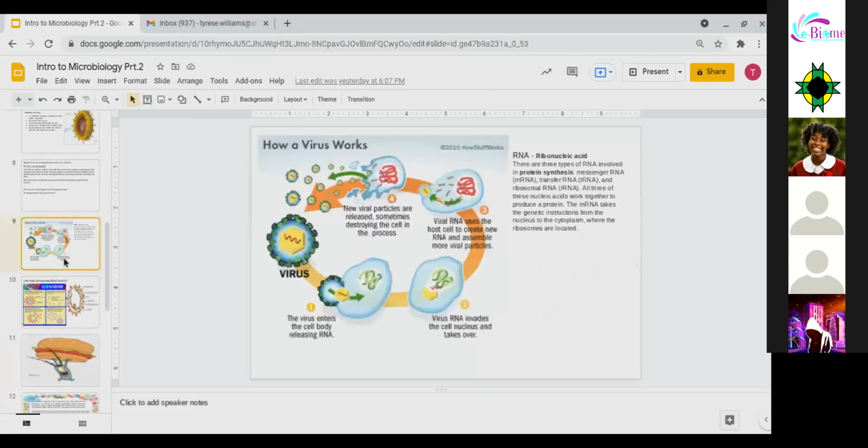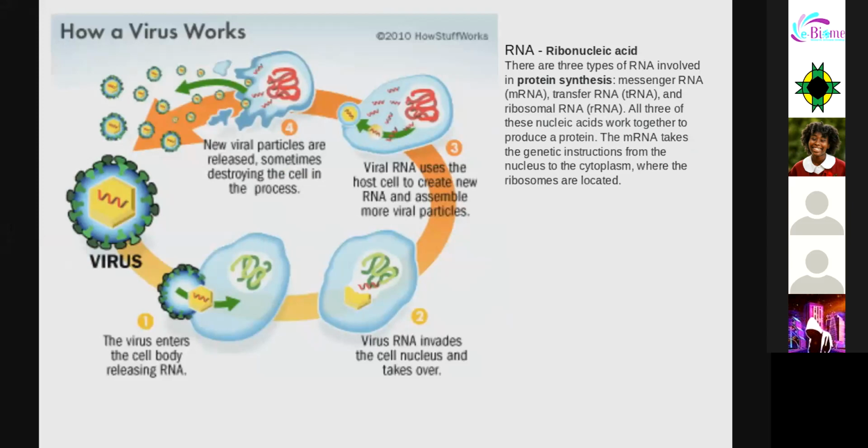So let's look at how viruses enter the body. The virus enters the body releasing RNA. Virus RNA invades the cell nucleus and takes it over. So it's technically like a hacker. Anyone ever had a virus on their computer before, and you see how the virus causes your computer to do things that you don't want the computer to do?